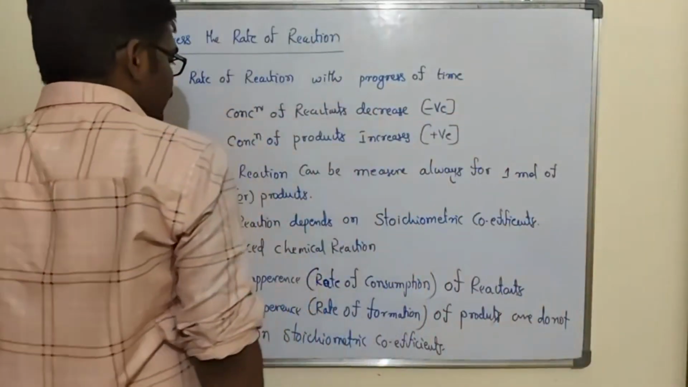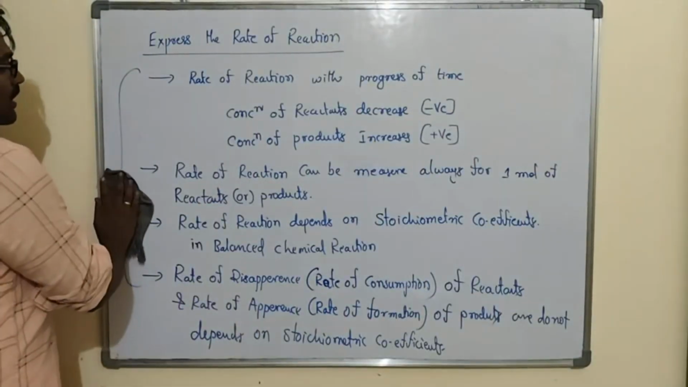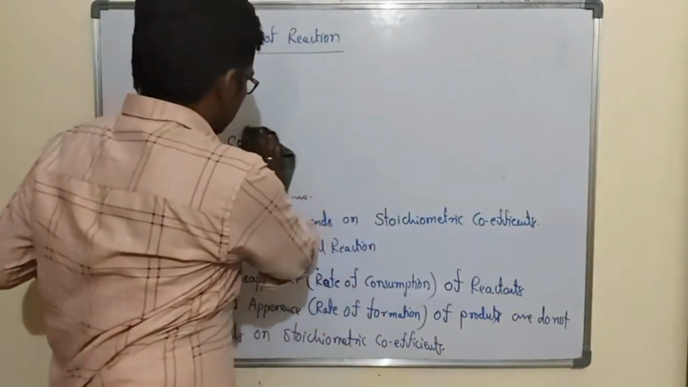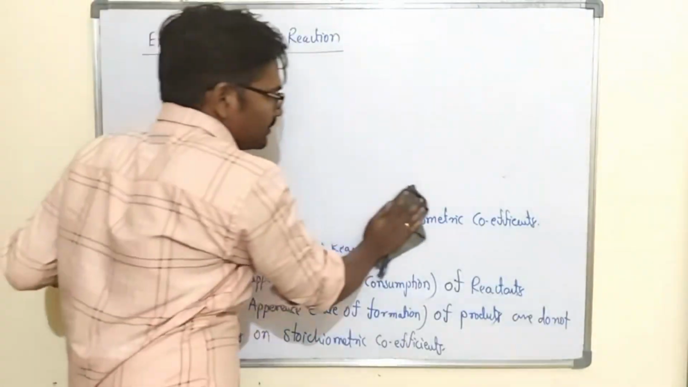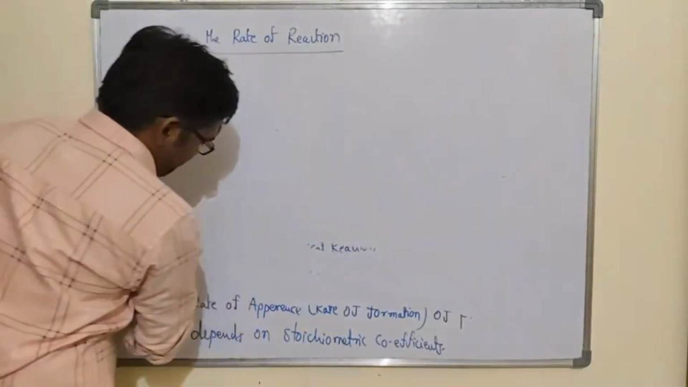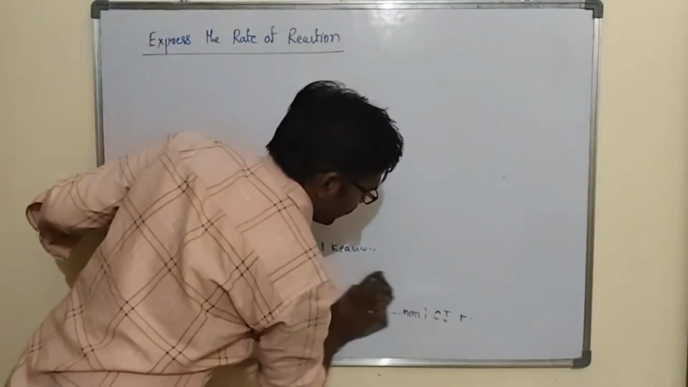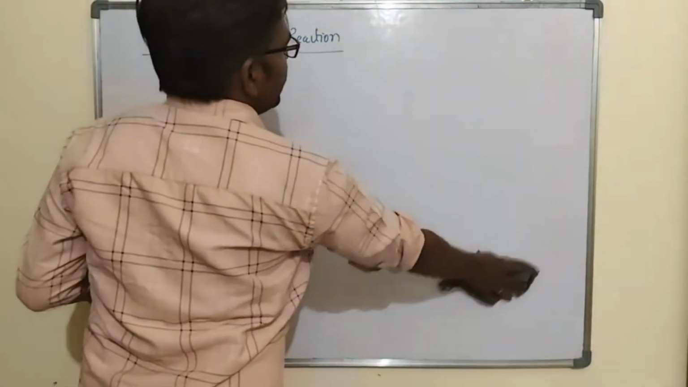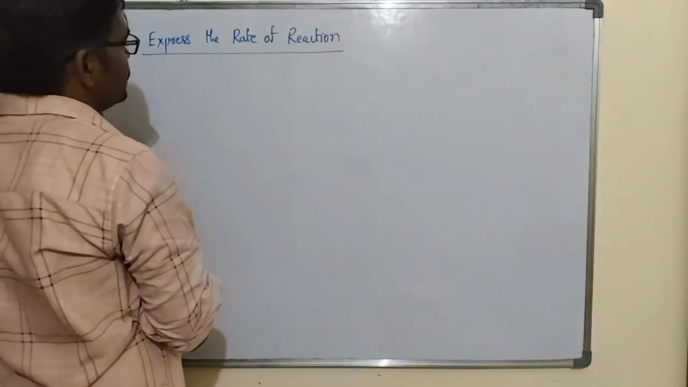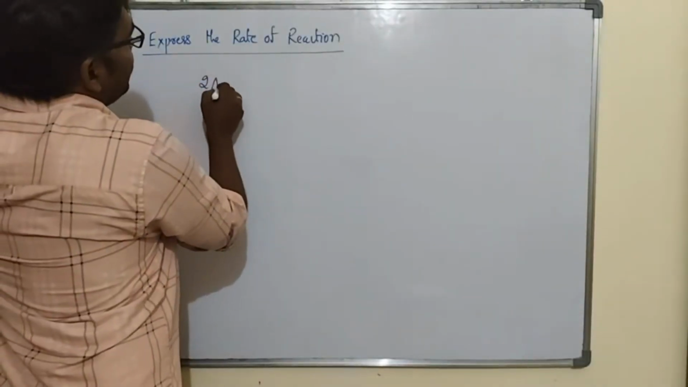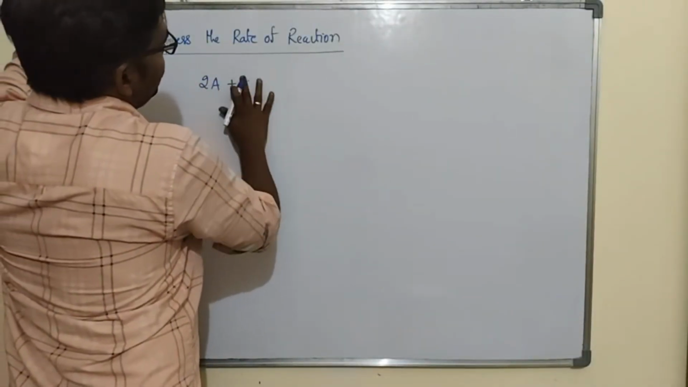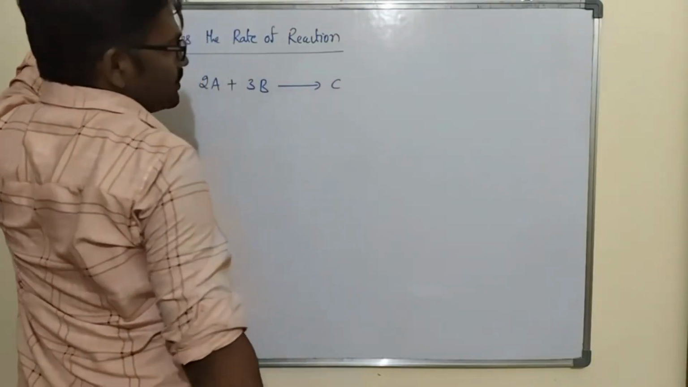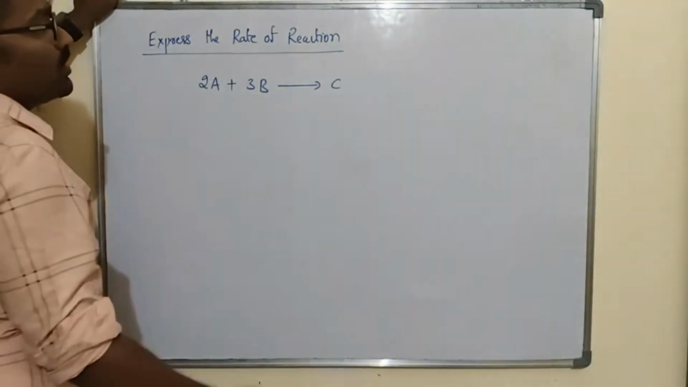So how is it? If you take one reaction, it will be understood very clearly. Now we'll see one reaction, in general form: 2A plus 3B gives rise to C. This is one of the reactions. Express the rate of reaction for this.